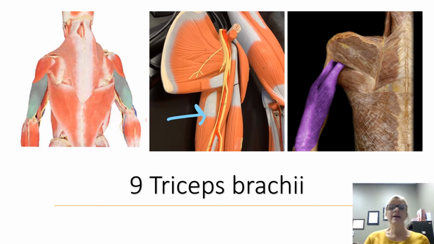The lateral head is the posterior and lateral humerus. And then the medial head, the origin is deep to the lateral. The medial head is deep to the lateral and the long head, and it is gonna originate on the distal posterior humerus. All of the heads are gonna insert on the olecranon process of the ulna. And where's that olecranon process? It's gonna be here down by your elbow, right?